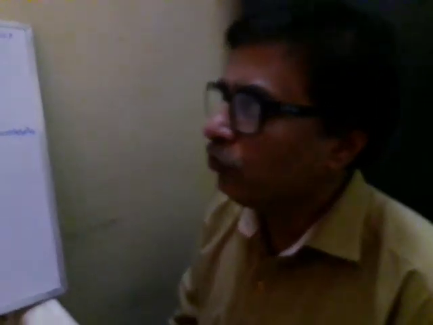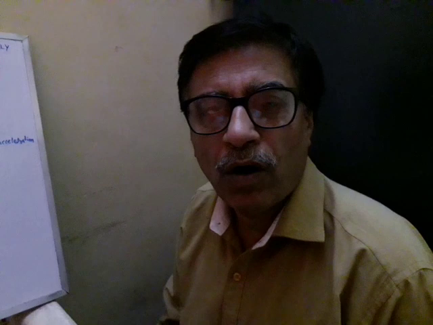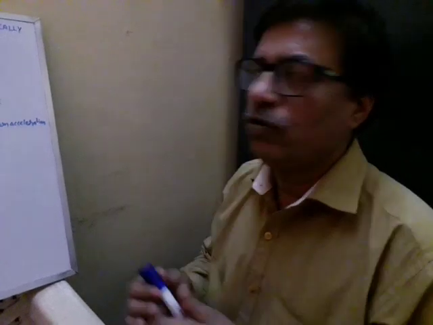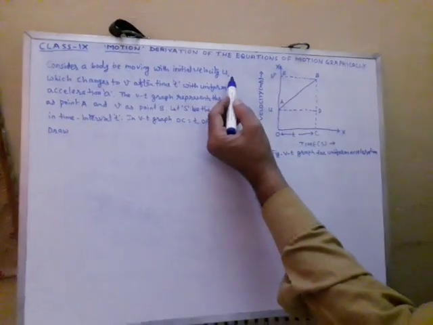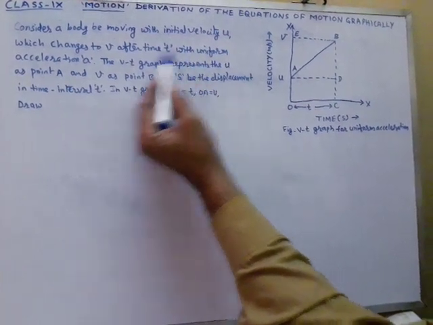The speed-time graph and the velocity-time graph are the same if the body is moving in a straight line. With the help of the velocity-time graph, today I would like to derive the equations of motion. Suppose a body is moving with uniform acceleration in a straight line with initial velocity u, which changes to velocity v after time interval t with uniform acceleration a.